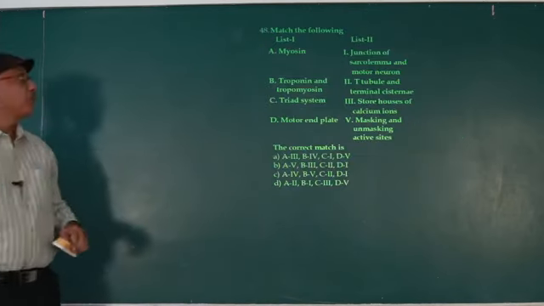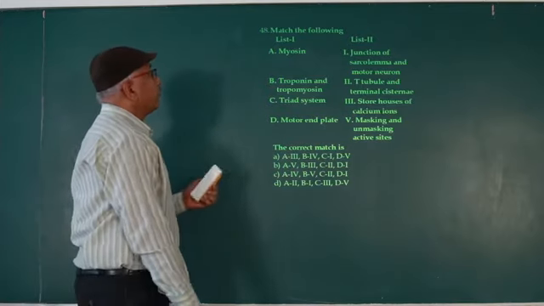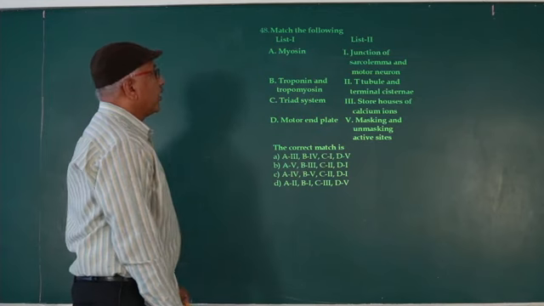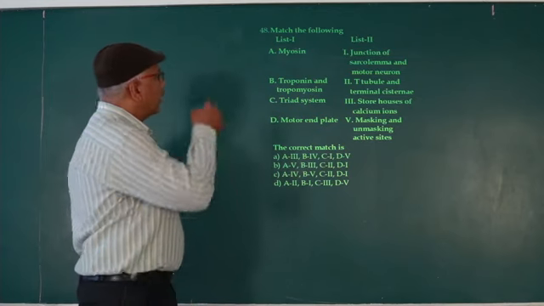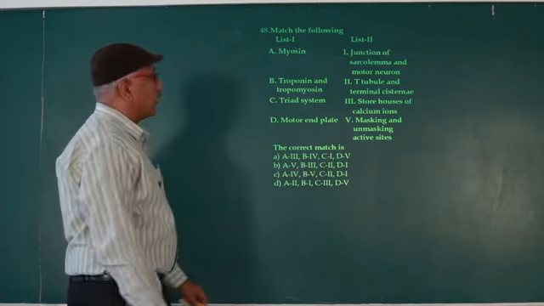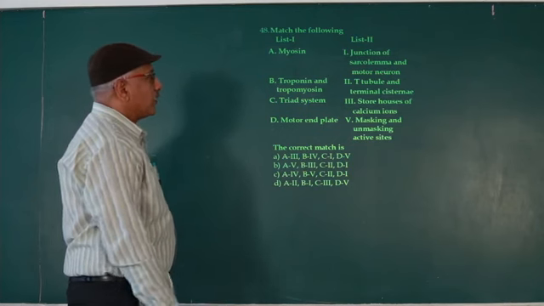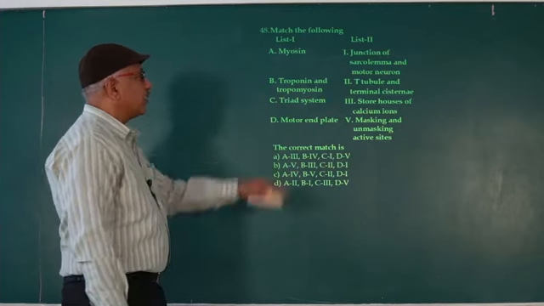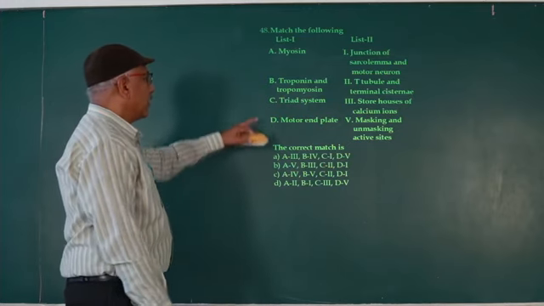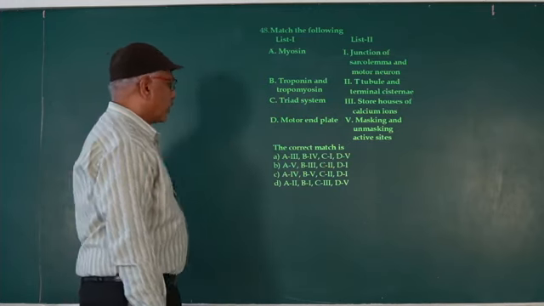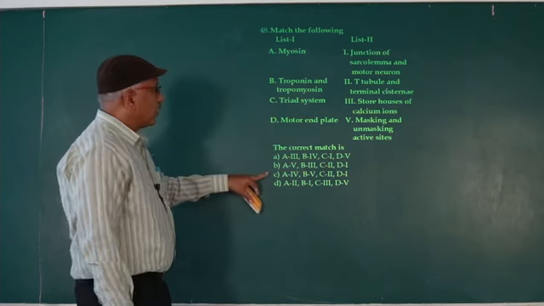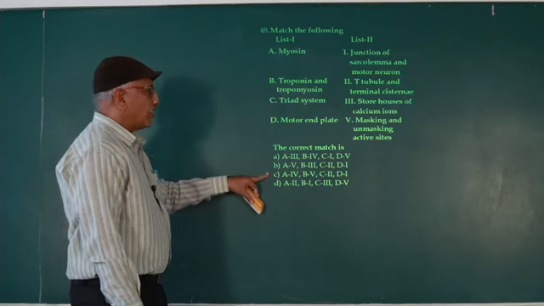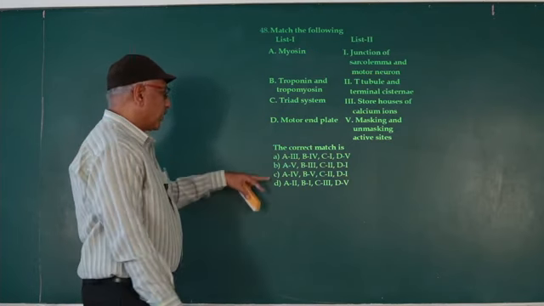Next question. Match the following. List 1, list 2. Myosin, junction of sarcolemma and motor neuron, troponin and tropomyosin, T-tubule and terminal cisternae, triad system. Triad system means T-tubule and terminal cisternae. Next one, motor end plate. The junction of sarcolemma and motor neuron is the motor end plate.